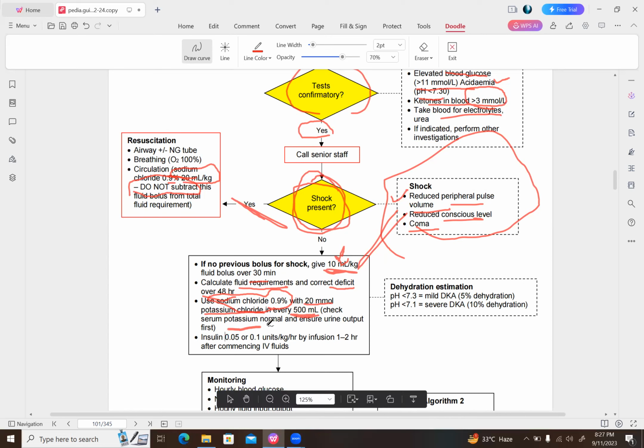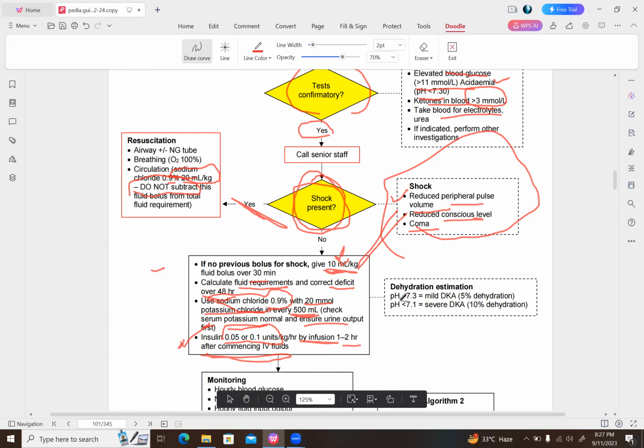Check serum potassium if it is normal and ensure urine output first. Okay, insulin, remember this 0.05 to 0.1. We adjust this according to the levels of glucose and you give it by infusion. You won't give it bolus, okay? Insulin is always given in infusion, not in the bolus. It is given over 1 to 2 hours after commencing the IV fluids. First, you have to put the IV fluids, then you have to start this insulin.